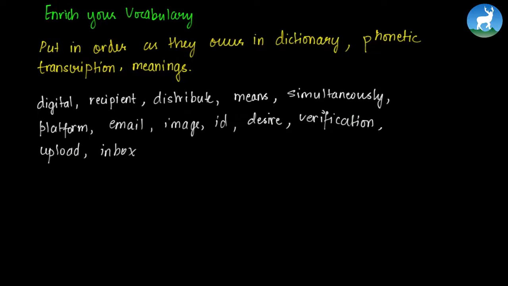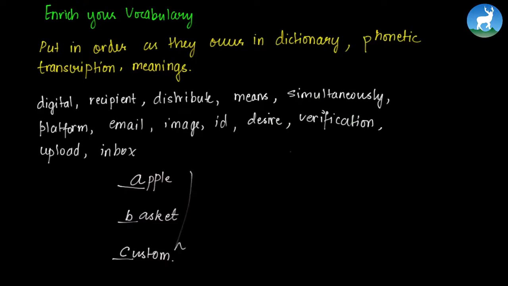So in a dictionary, words are arranged in alphabetical order. So the word starting with A comes before the word starting with B. And similarly, the word starting with B comes before the word starting with C. So apple comes before basket and the word basket comes before the word custom, right? So we have A, B, and then C. So this is in alphabetical order.